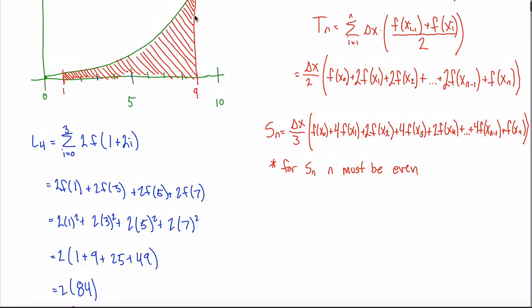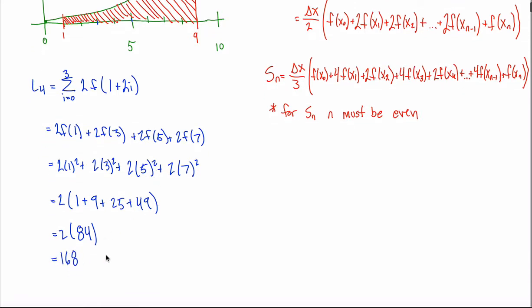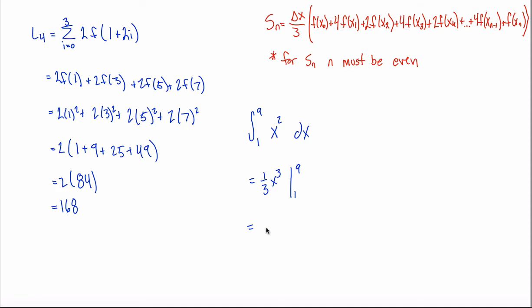What I'm saying is you could estimate the area underneath this curve using left endpoints, and you would estimate the area to be 168. However, we know that the exact area underneath the curve is just the integral from 1 to 9 of f of x, which is x squared in this case, dx. And since we're so good with the evaluation theorem, it's super easy to take the antiderivative of this guy. It's 1/3 x cubed, evaluated from 1 to 9. I get 1/3 times 9 cubed minus 1/3 times 1 cubed.